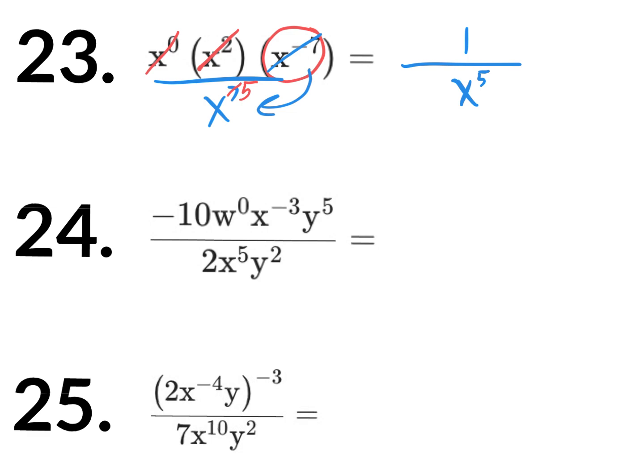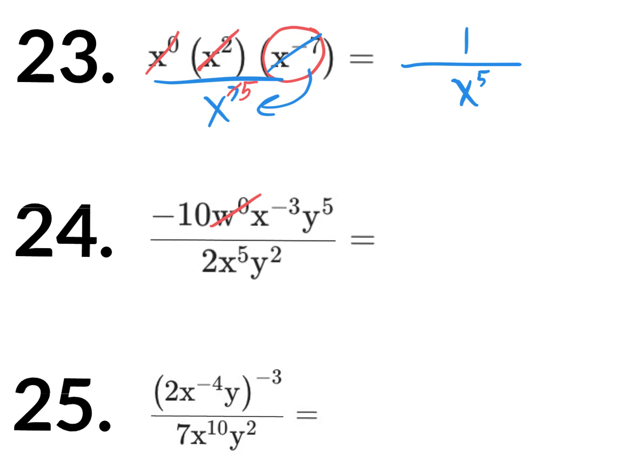Moving on to number 24. Again, anytime I see anything to the 0 power, I just scratch it out because that becomes a 1, right? It's pointless to say negative 10 times 1. We already know it's going to be negative 10, so just scratch it out. It deletes, it eliminates, it's gone.